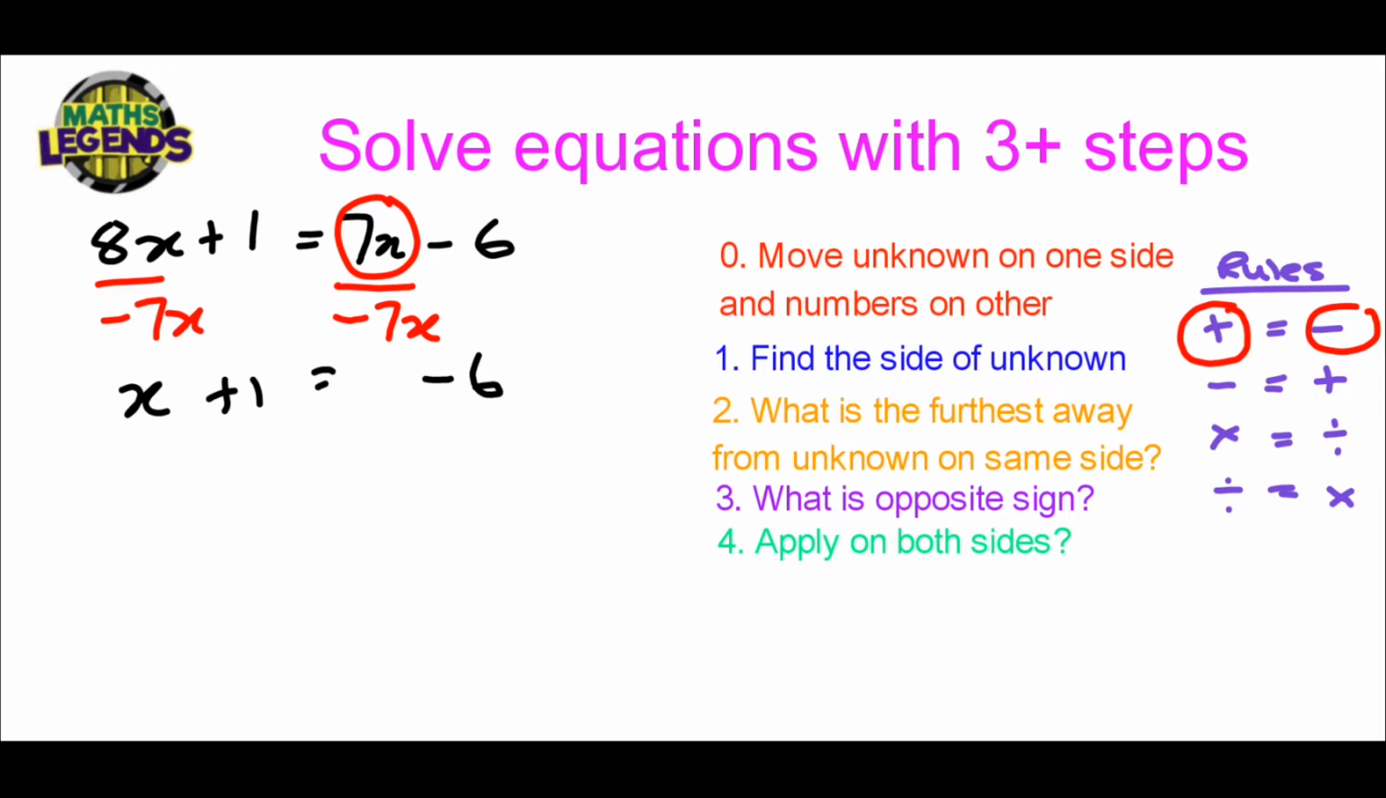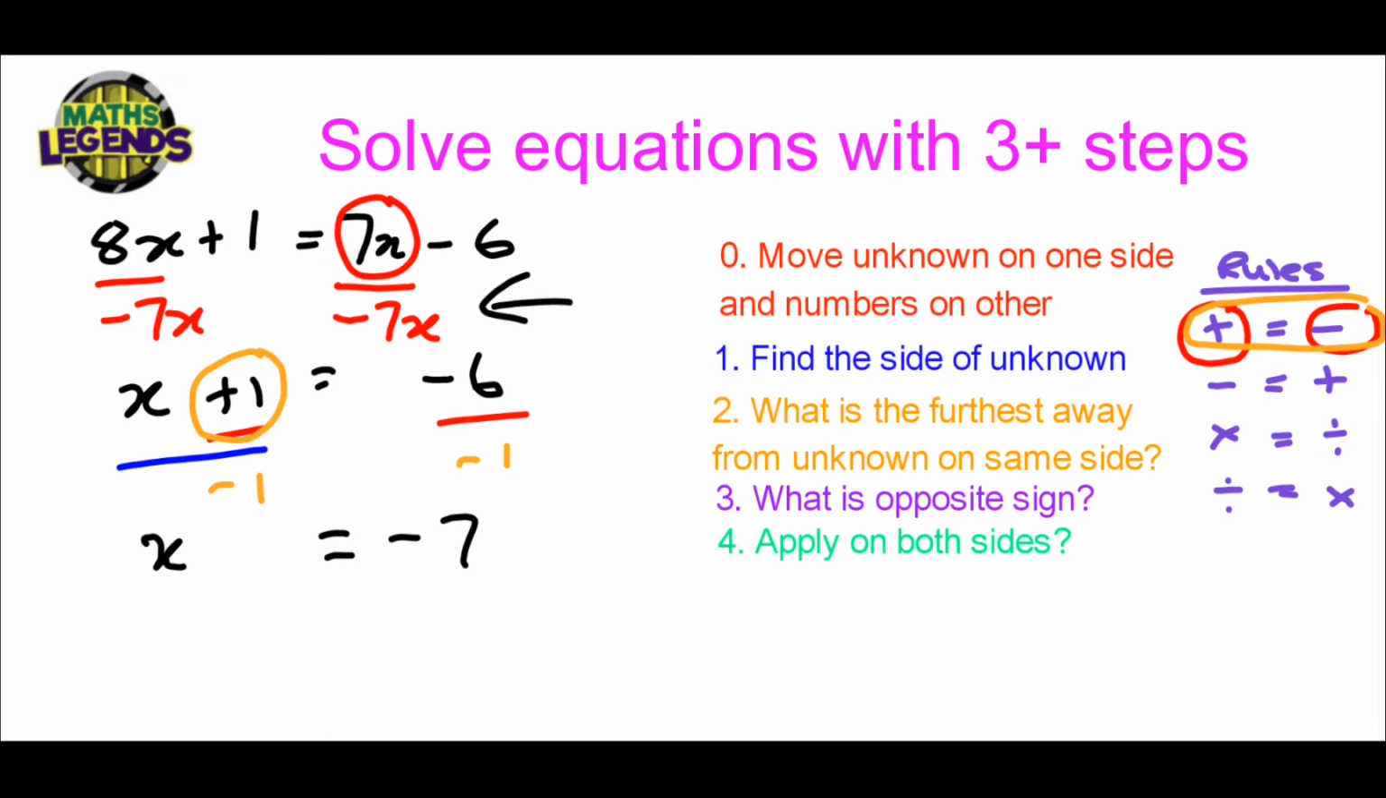Now, we still have numbers on both sides. So to get rid of this, we look at our equations just the way we did before. We find the side of the unknown, which is now the left-hand side. Plus 1 is on the same side as x and furthest away. So now we look at our rules, and it's this rule here, plus goes to a minus, so we apply a minus 1 on both sides. We then simplify. X plus 1 minus 1 is 0, equal underneath the equal sign, and minus 6 minus 1 is minus 7.